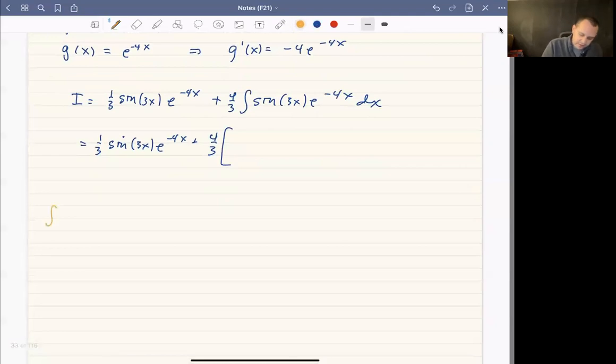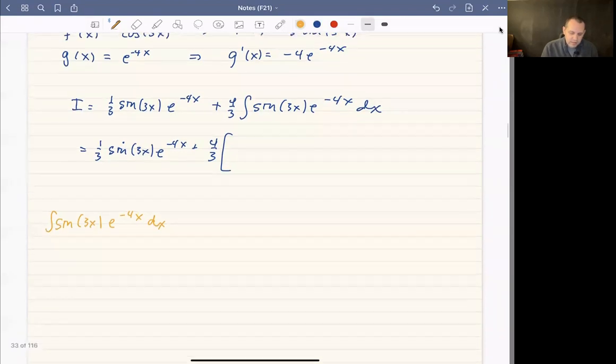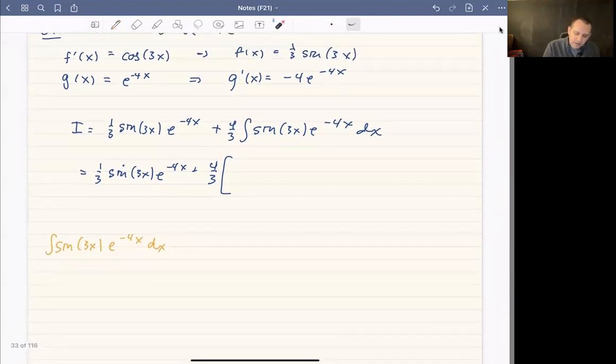And so if we have the integral of sine of 3x e to the negative 4x dx, we have to think about what's our f prime and what's our g. Now, before, what we did is we integrated the trigonometric function and differentiated the exponential. And so I want to do that again, because if we flip it, then we're going to end up with I equals I, which is true, but not helpful. So I want to let f prime be the sine of 3x in this case. G is still e to the negative 4x.